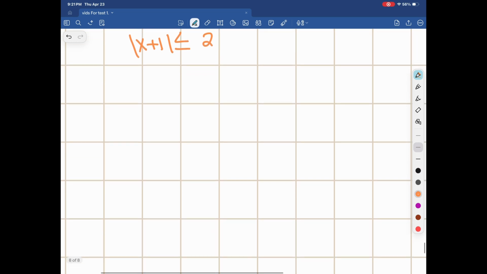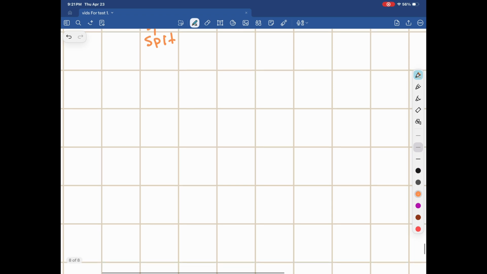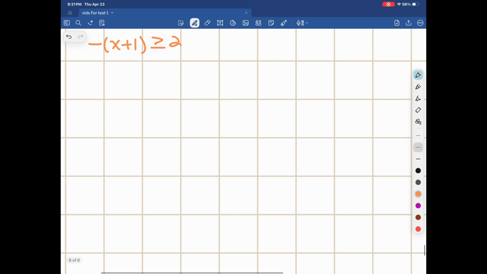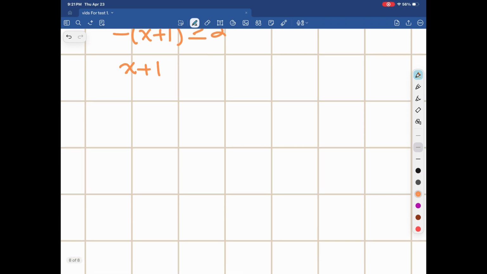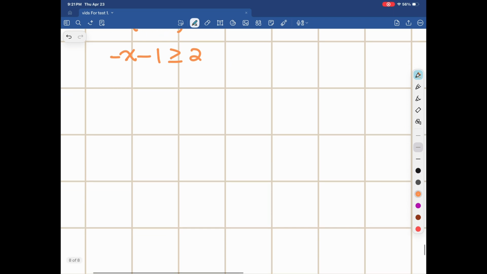Now, since it's absolute value, we split it into a clean version and a dirty version. For the dirty version, we have to use a negative value, and we'll distribute that in. So we start with the dirty version: negative x plus 1 is greater than or equal to 2. I want to notate that we changed the inequality, because we divided by a negative. When we divide or multiply by a negative on the other side, our inequality will change. So that's why now it's greater than or equal to.